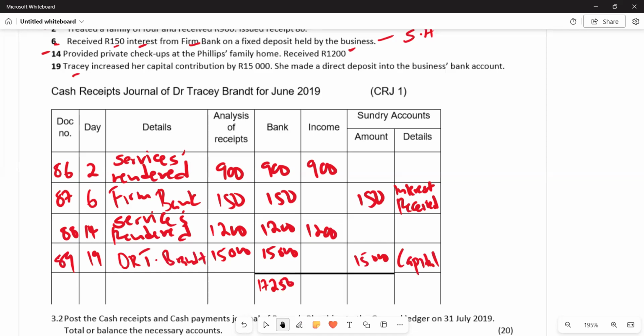Then we go to the next one. You are saying 900 plus 1,200, and we're going to get 2,100. Then we go 150 plus 15,000, and you're going to get 15,150. So these are the total figures. Then you can close here to show that these are your total figures. So this is what we've done, guys, in the preparation of the Cash Receipts Journal.